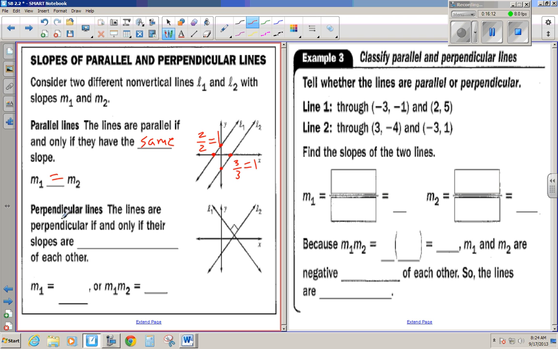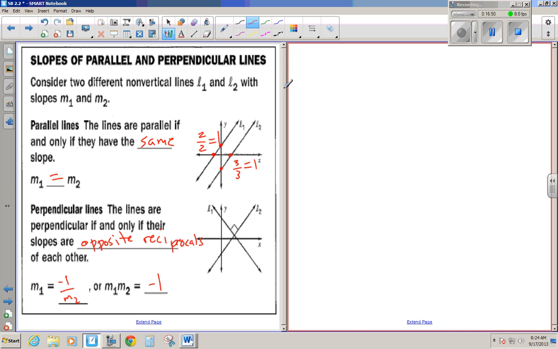Perpendicular lines, if and only if their slopes are opposite reciprocals. It means M1 equals negative 1 over M2. Or if you multiply the slopes together, they should equal negative 1. Remember though, everyone, opposite reciprocals.